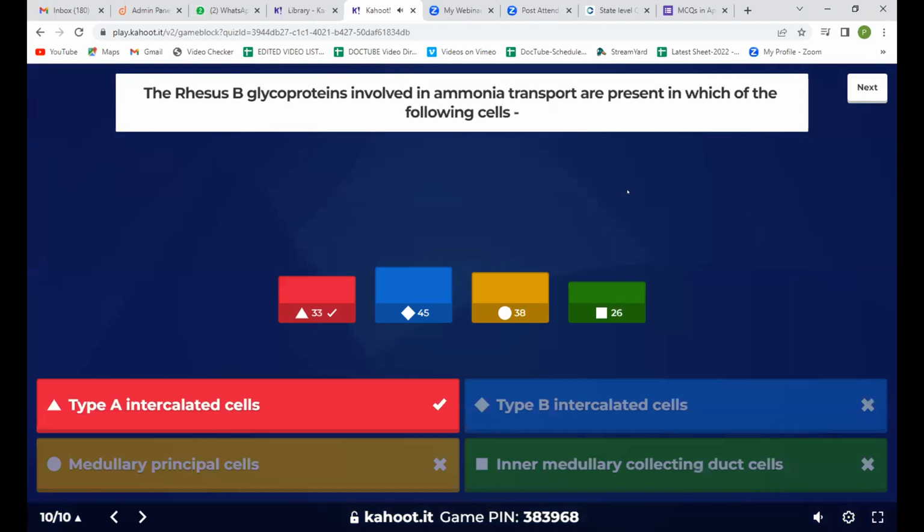Okay, so Rhesus B glycoproteins are new proteins which have been identified. We have B and C glycoproteins which have found a role in ammonia transport. They are present in the alpha intercalated cells, the ones which secrete acid. And it is here where the ammonia transport happens through the alpha intercalated cells.